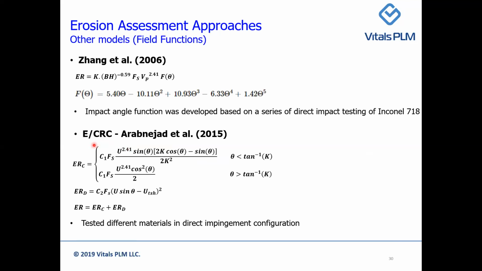This erosion equation has been developed by assuming that erosion caused by particle impacts is due to two mechanisms of cutting and deformation. And empirical constants have been obtained for 7 different materials. This model can be added in STAR-CCM+ by using a field function. So in the continuation, I will show some validation results and comparison of experimental data with CFD-based erosion predictions using this erosion model.